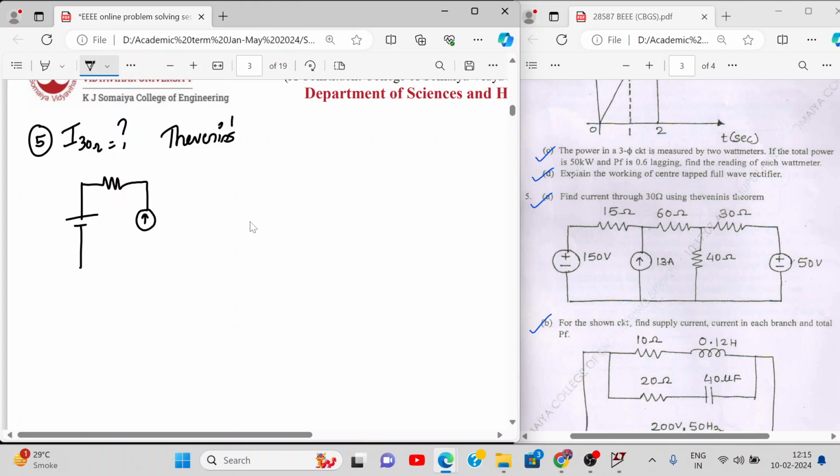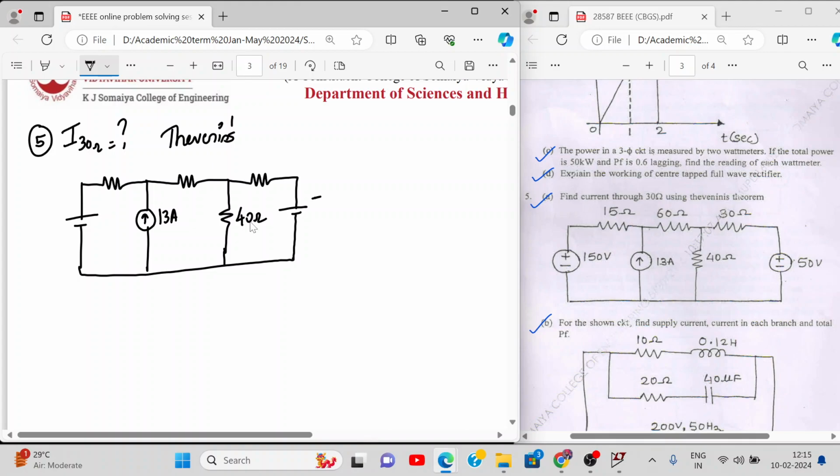This is 13 amperes, and this is 50 volt. 40 ohm, 50 volt, 30 volt, 30 ohm, 60 ohm, 15, 150, and this is ground. So can we start?